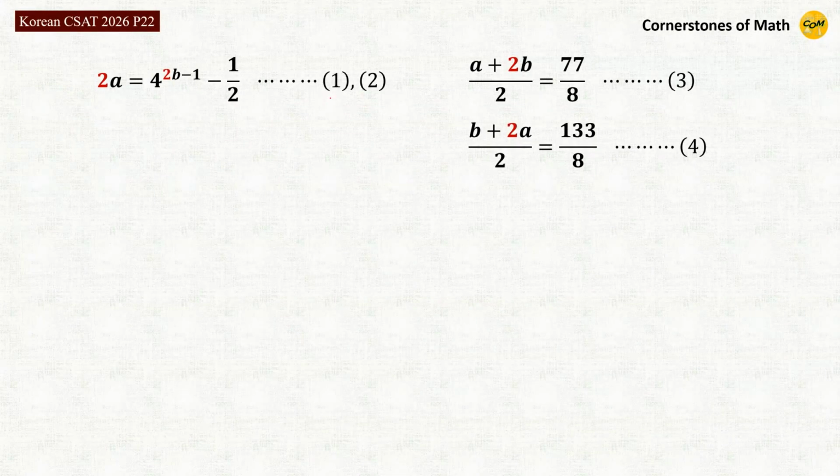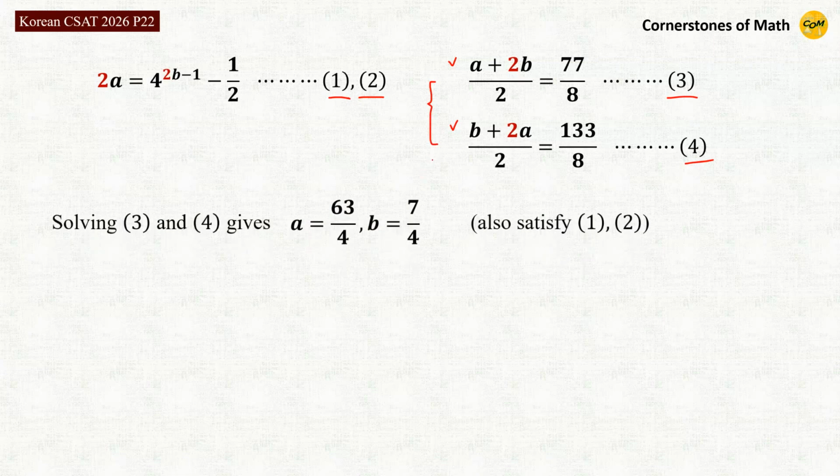k equals 2 changes either the first or the second equation into 2a equals 4 to the power of 2b minus 1 minus 1/2. And then we have third and fourth equations, now containing a plus 2b and b plus 2a. And this is just a simple linear system, so we can easily solve this system of equations to obtain a equals 63 over 4 and b equals 7 over 4. We need to check whether these values satisfy the other remaining equation, and they indeed do, hence these are valid solutions.